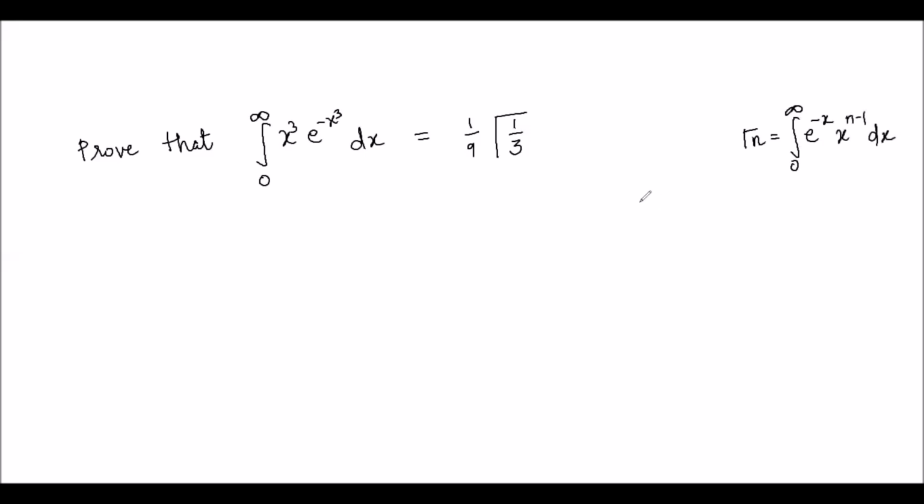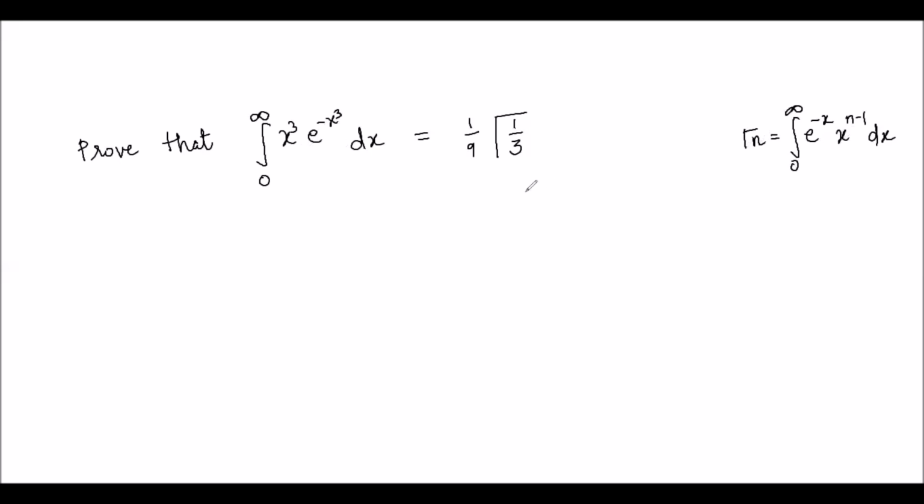This is the definition of gamma function. Now if you compare these two integrals, what is the difference here? Here we have e raised to power minus x, but here we have e raised to power minus x cube. So to relate these two things, we have to make some suitable substitution, so that we can relate it to the formula of gamma function.